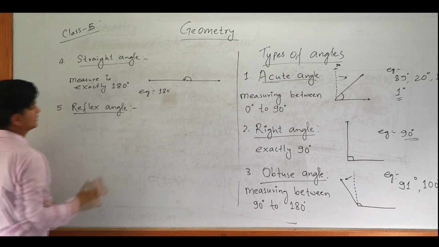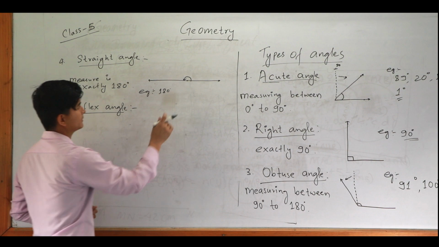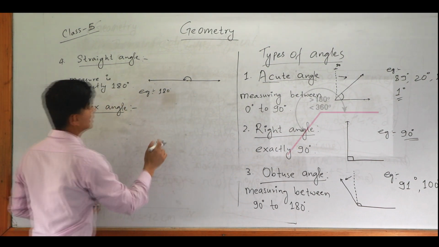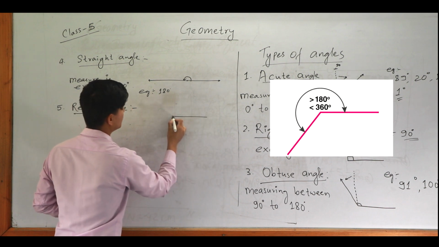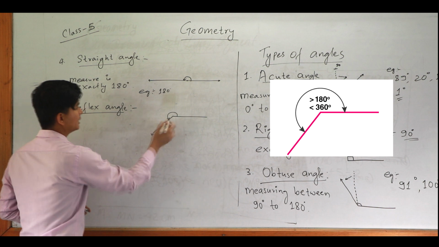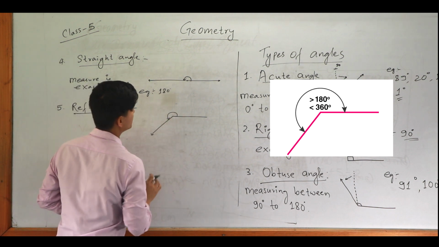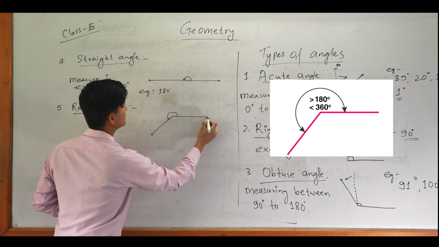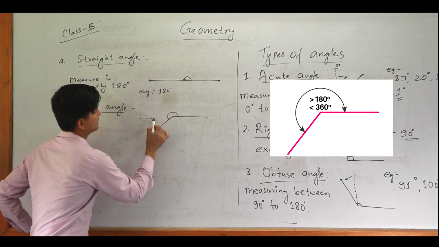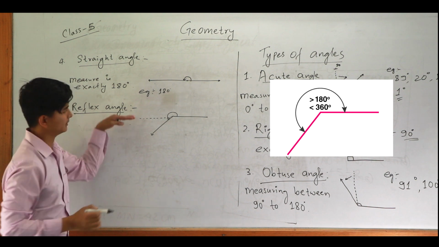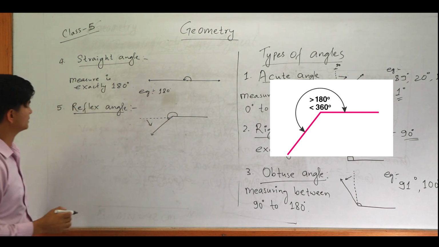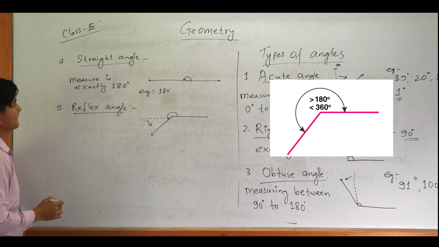Reflex angle. So a reflex angle is a little bit more than a straight angle. It will be more than 180 degree. So you have to draw like this. If you draw from here, it will be an obtuse angle. So you have to draw from here. So see, it is more than 180 degree. Our straight angle should be like this, right? So it is a little bit more. So it is called reflex angle.